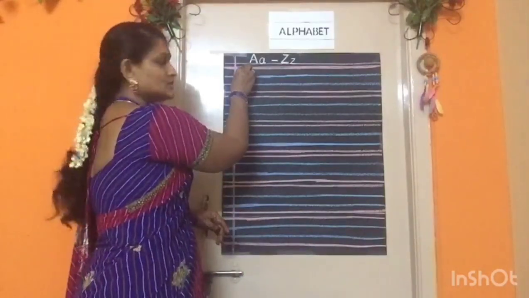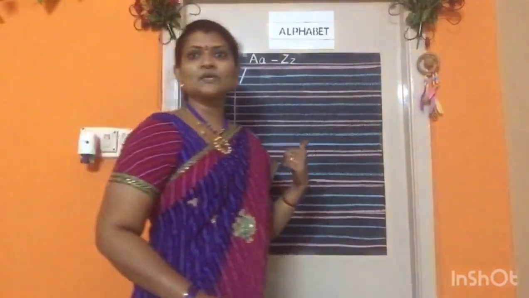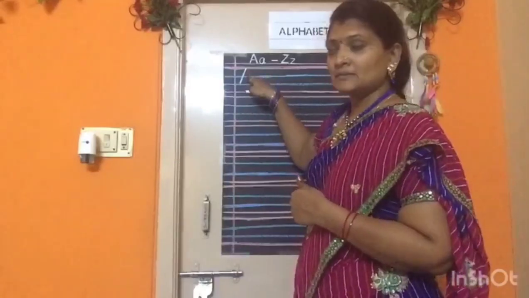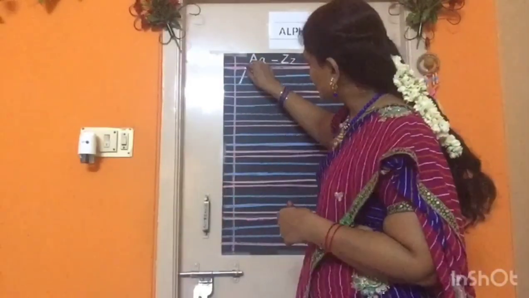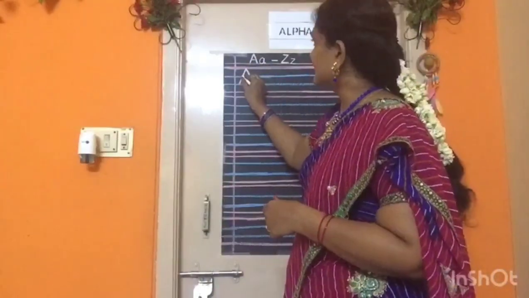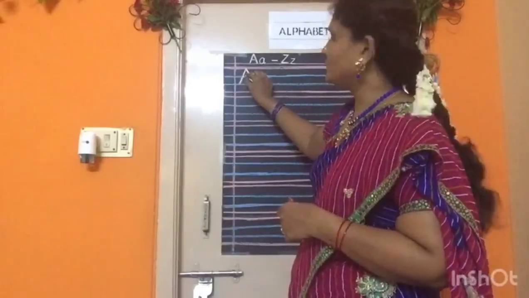Pink line to the second blue line, slant line. Again from right slant. Next left slant, pink line to blue line. And then horizontal line on the first blue line.